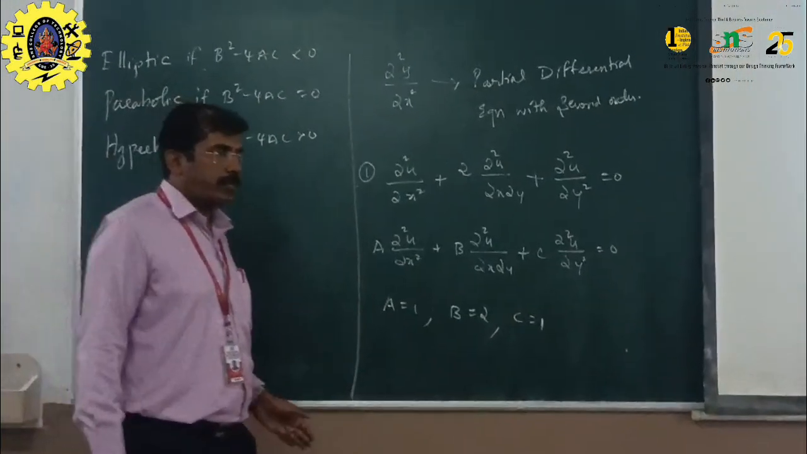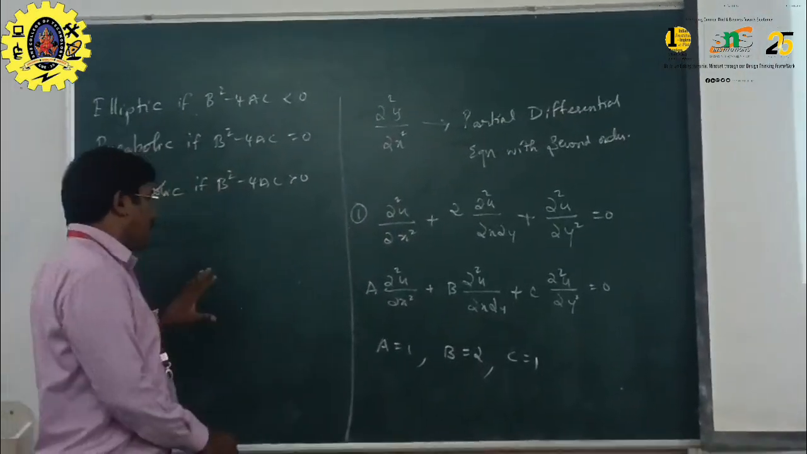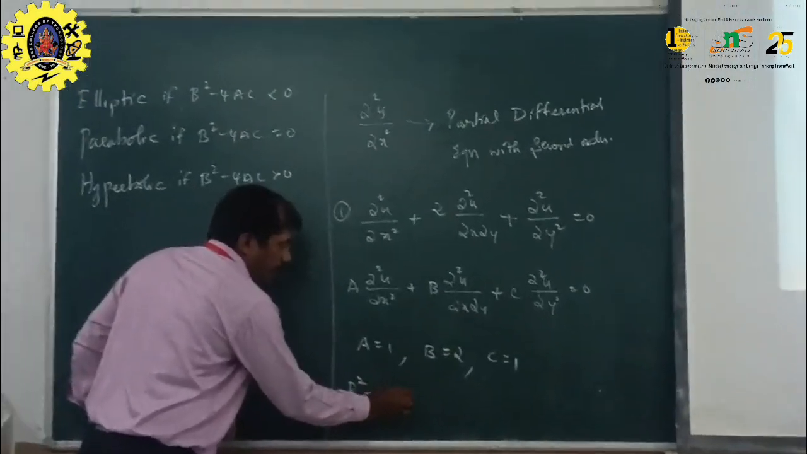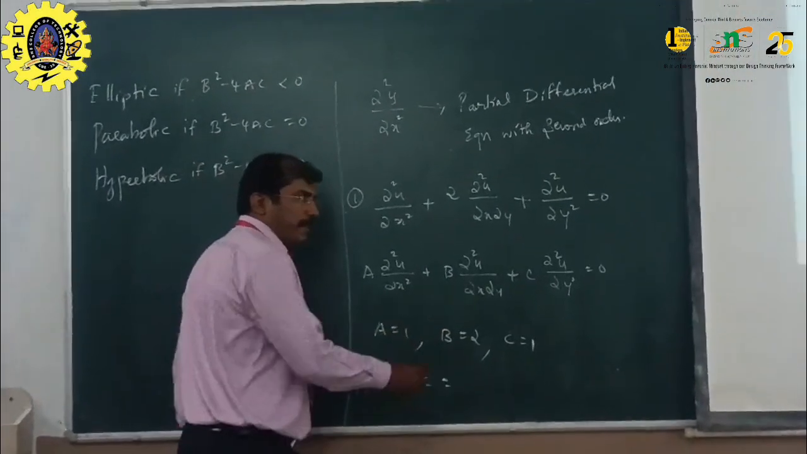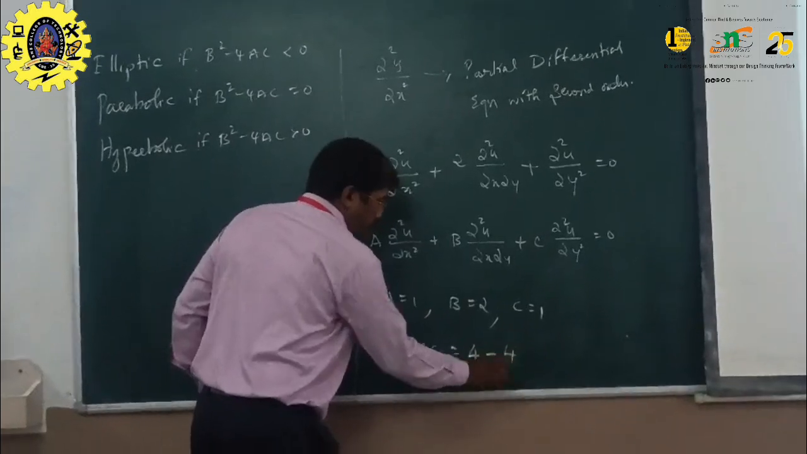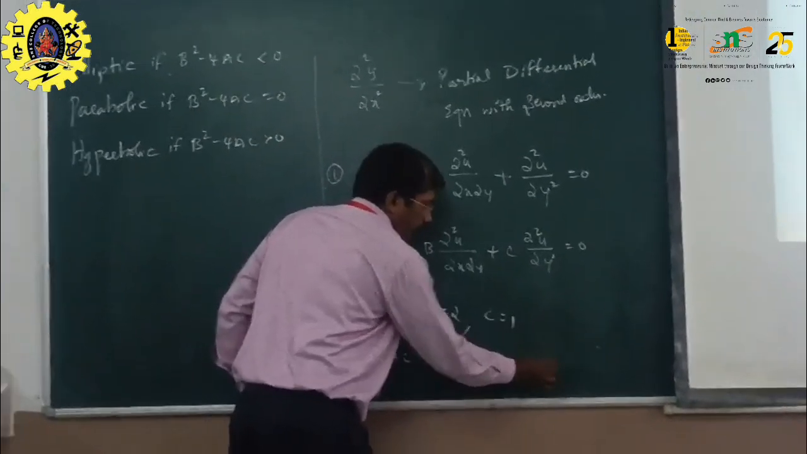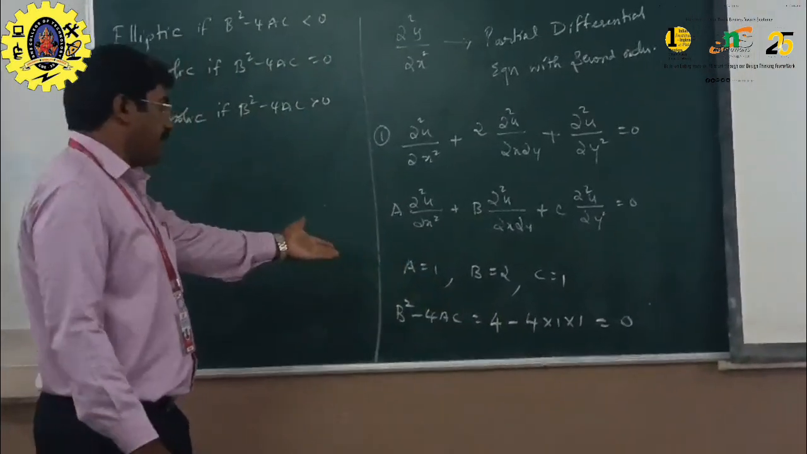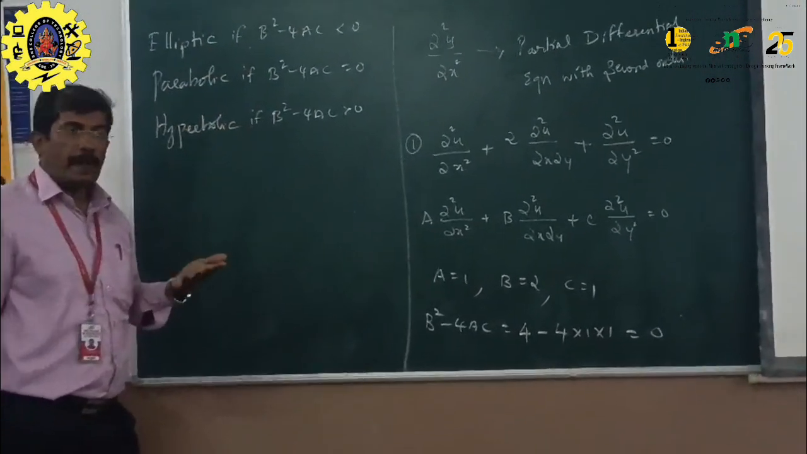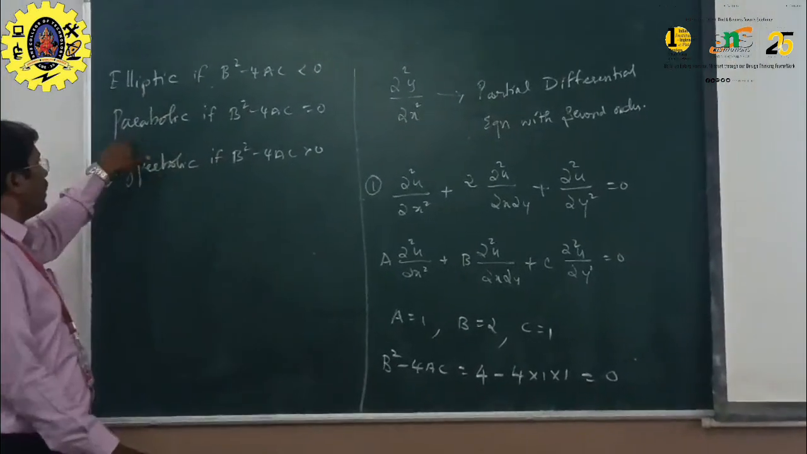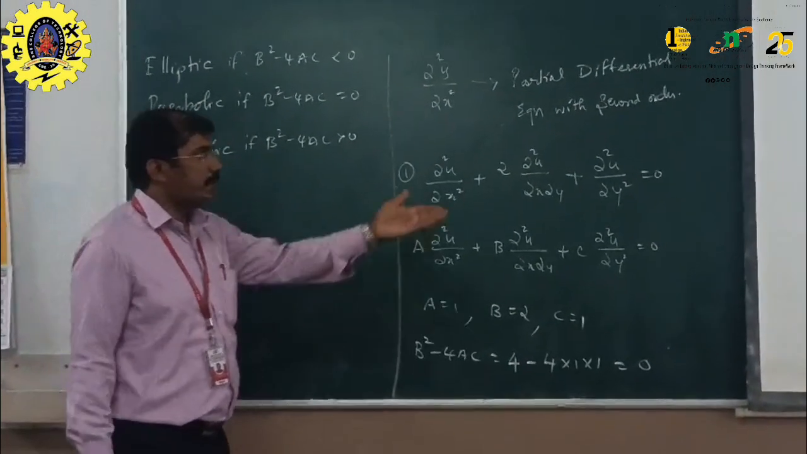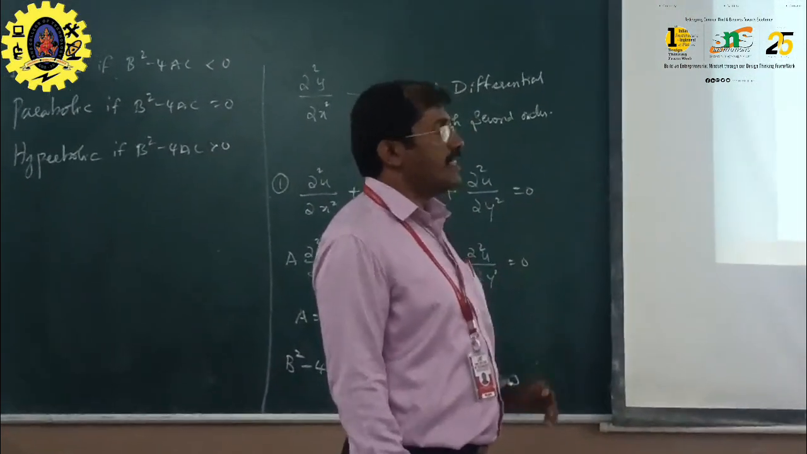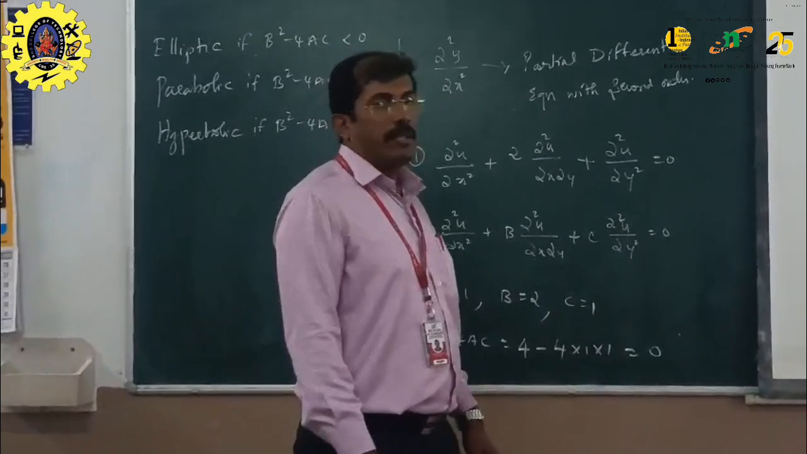In the exam, you may get this kind of question. So let us apply this format: b² − 4ac. What is B? B is 2, so 2² is 4, minus 4 into A, which is 1, into C, which is 1. So 4 − 4 gives 0. The answer will be one of the three, obviously. Since it is equal to 0, it is parabolic in nature. So this given second order partial differential equation is parabolic at all points.